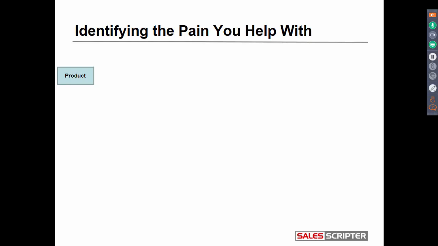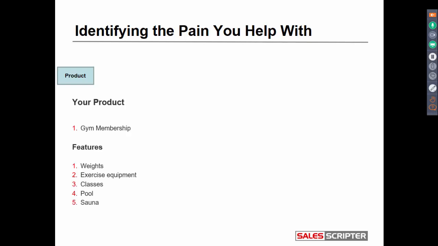And so I'm going to go through this process and use a sample product. The product I'm going to use is that you're a salesperson trying to sell a gym membership. The features of this product are weight room, exercise equipment, classes, yoga classes, training classes, spin classes, all these different exercise classes, lap pool, leisure pool, sauna, dry sauna, steam sauna, and so on.